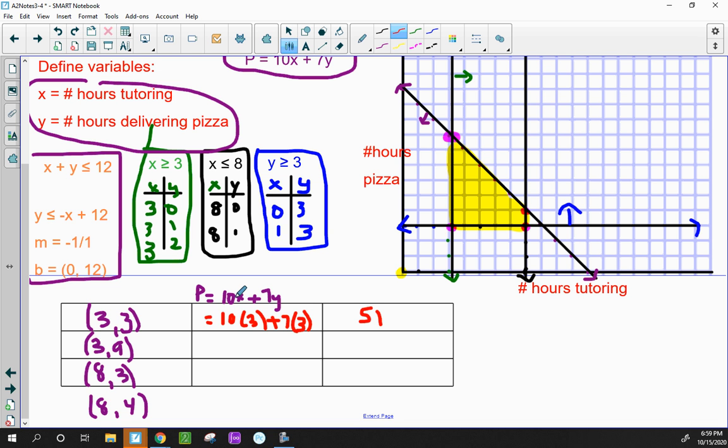Alright, next it would be 10 times 3 plus 7 times 9. Well, 10 times 3 is 30, 7 times 9 is 63. 63 plus 30 is 93. So we're going to write that right here. Okay, then we're trying 8 and 3. 10 times 8 is 80. 7 times 3 is 21. 80 plus 21 is going to be 101. Next, 10 times 8 is 80. 7 times 4 is 28. 80 plus 28 is going to be 108.